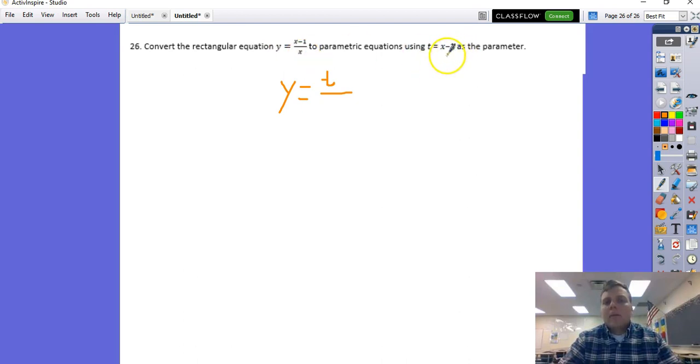So I'm going to go over here and add 1 to both sides real fast. Add 1. Add 1. And if I add 1, I get t plus 1. So x is equal to t plus 1. So I'm just going to put t plus 1 down here at the bottom. Alright, and I'm done. That's it. I got my rectangular equation.